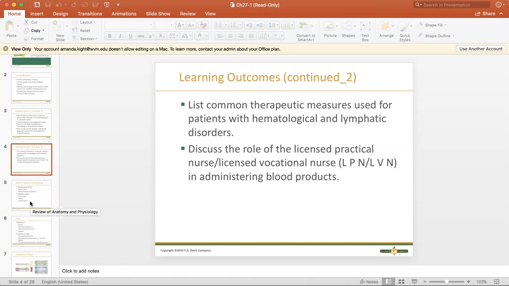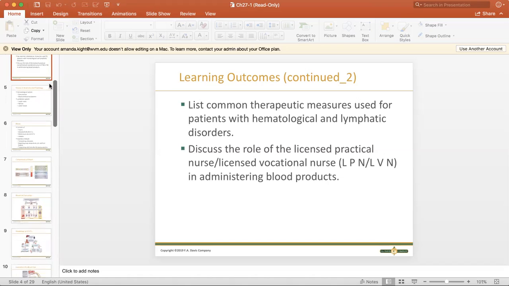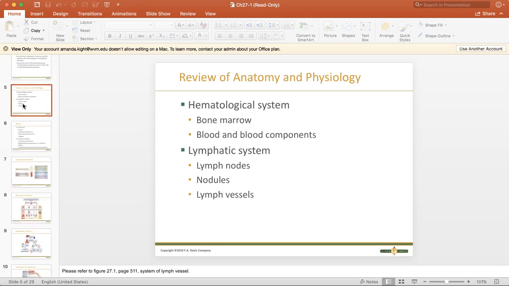The other thing would be therapeutic measures. If there was something going on with a patient, of course, what would we do for somebody if they had lymphoma? I did put some videos up for you guys to watch as well. Hopefully you did watch them. I thought they were pretty good in showing some disorders of these different parts of the body, blood diseases, as well as the lymphatic system.